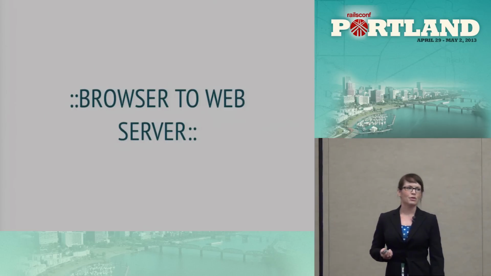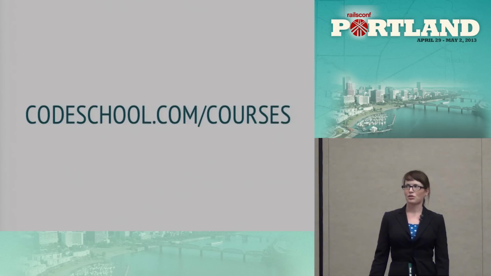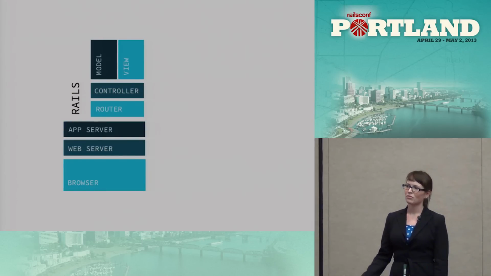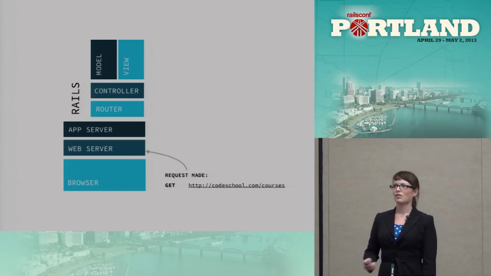Now that we've talked about the different pieces of a request, we're going to start following codeschool.com/courses from the browser to the web server. Just a look ahead, or sort of a spoiler, this is the response we're expecting: a page on codeschool.com that returns a list of courses. So in our browser, we type codeschool.com/courses. This initiates the GET request from the browser to the web server.